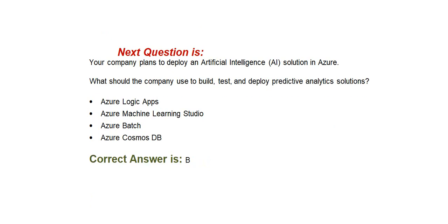Next question is, your company plans to deploy an artificial intelligence, AI, solution in Azure. What should the company use to build, test, and deploy predictive analytics solutions? Option A, Azure Logic Apps. Option B, Azure Machine Learning Studio. Option C, Azure Batch. Option D, Azure Cosmos DB. Correct answer is option B, Azure Machine Learning Studio.